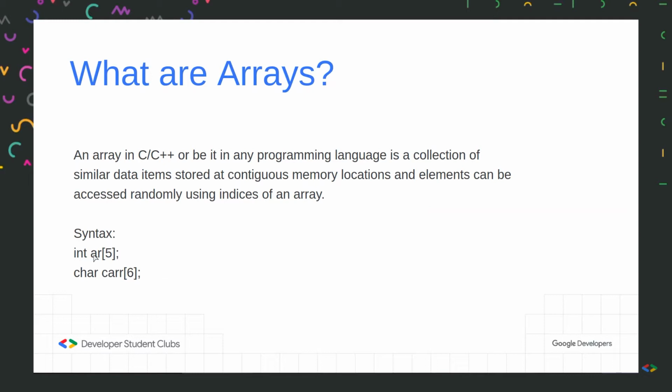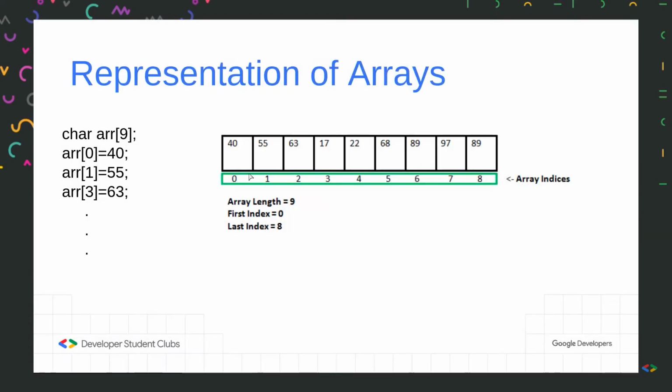What this means is that if I declare an array like int ar[5], I am allocating 5 contiguous boxes for my array, and each of these boxes stores an integer value. Similarly, char ar[6] implies that we have 6 boxes that can store character values, and they are contiguous in the memory. That is, there is no gap between them. So, this is the diagrammatic representation.